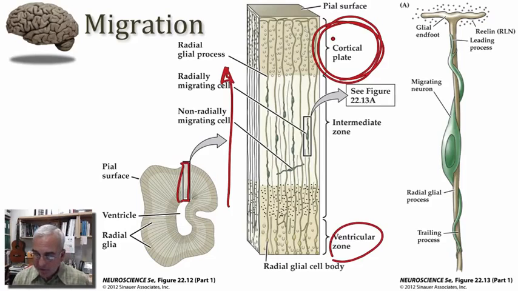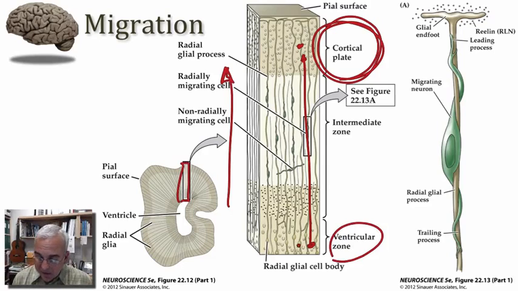So the challenge here is to get these neuroblasts that are formed here in the ventricular surface up to the cortical plate. And this requires a process of migration. So the cells must become motile, and they must find their way to this outward cortical plate. And the way this happens is these neuroblasts will migrate along a radial fiber that is formed by a presumptive glial cell. We call this the radial glial cell.